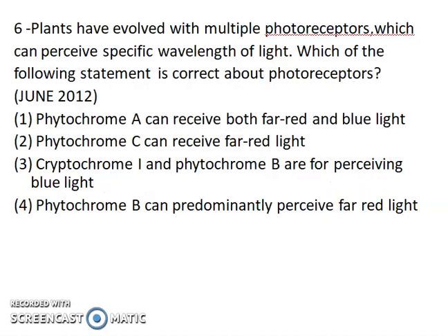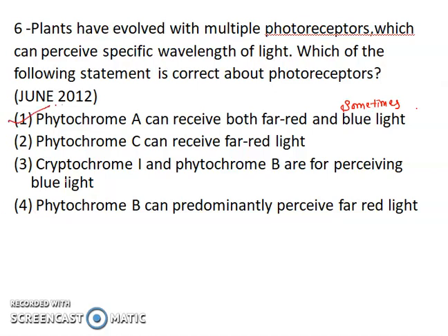Now let us solve one more question. Plants have evolved with multiple photoreceptors which can perceive specific wavelengths of light. Which of the following statements is correct about photoreceptors? The first option is phytochrome A can receive both far red and blue light. And it is a correct statement. Not always, but sometimes. Phytochrome A will receive far red light and sometimes it will receive blue light. So we got the answer, that is the first option.